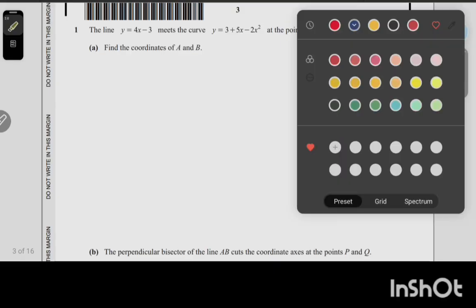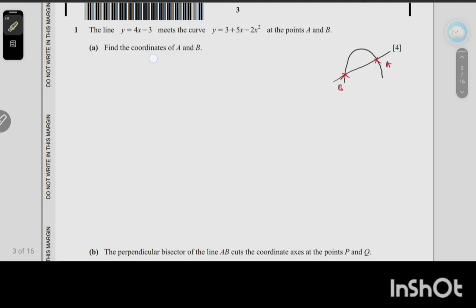So dear student, now we have to solve it. We know that first of all, y equal to y value is 4x minus 3 and 3 plus 5x minus 2x square. Okay dear students, now we will solve it. First of all, this value will be here, this value will be here, and this value will be here. 4x minus 3 minus 3 minus 5x plus 2x square equal to 0. Second one is 2x square minus 5x plus 4x, it will be minus x, minus 3 minus 3, it will be 6.